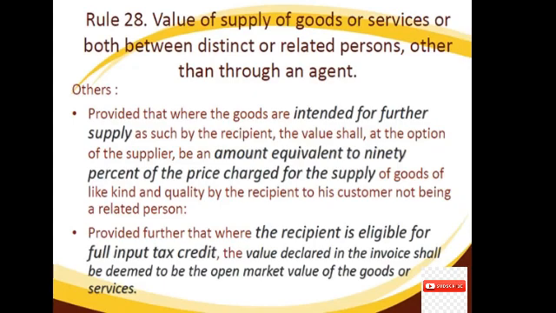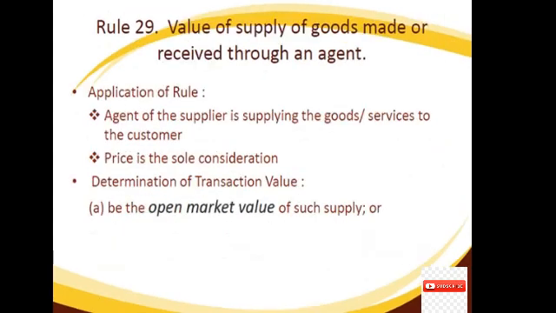In this manner, Rule 28 works. Now, moving to the next rule, which is Rule 29. Again, Rule 29 is somewhat similar to Rule 28. It says that in case the first party and second party are in the relationship of principal and agent, and then the second party is selling to a third party, which is an unrelated customer. Then in that scenario, we will again be calculating the value as open market value or 90% of the final selling price, whichever is lower.